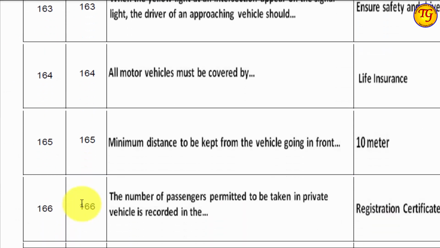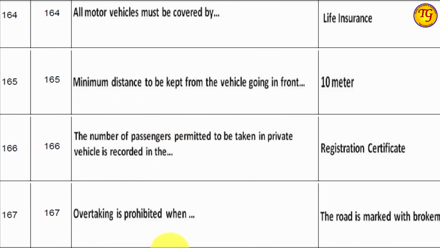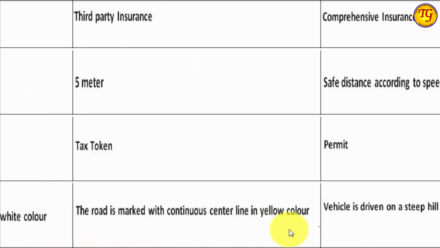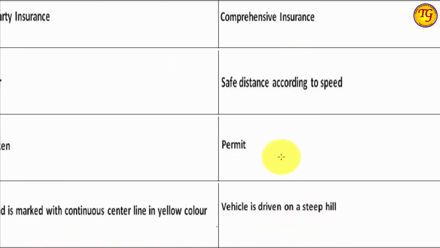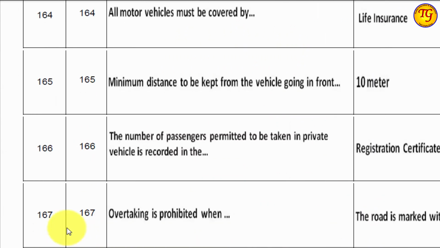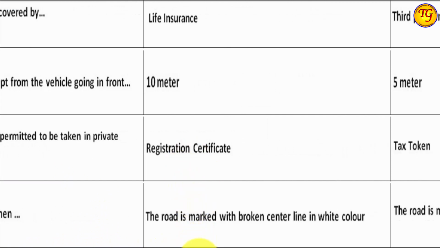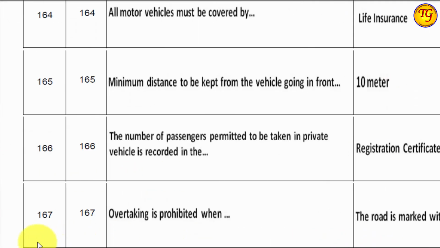165th question says minimum distance to keep from the vehicle going in front. Now the options are 10 meter, 5 meter, safe distance according to speed. So option number 3 is the correct one, safe distance according to speed. Question number 166. The number of passengers permitted to be taken in private vehicle is recorded in the registration certificate. Option number 1 is the correct one. Okay, yes, option number 1 is correct.